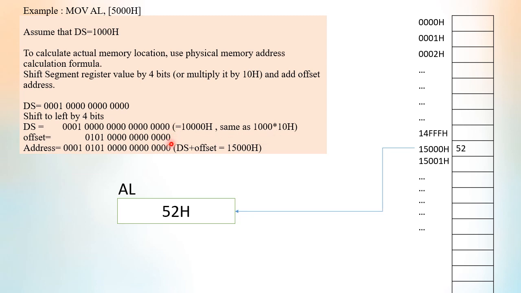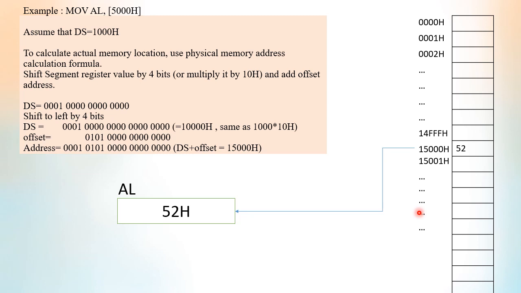Now the offset is written in binary format. The offset given in the question is 5000H. It is written in the binary format. Now just add the shifted value and the offset value. We will get the actual address. Now the address obtained is 15000H. Now we have to bring the value at 15000H to the AL register.